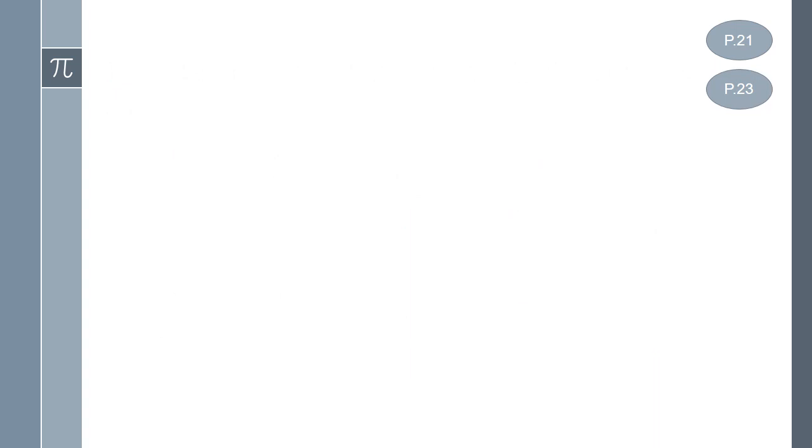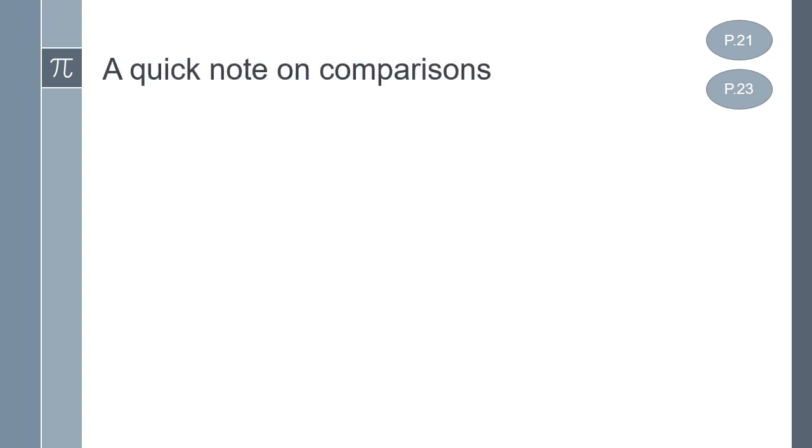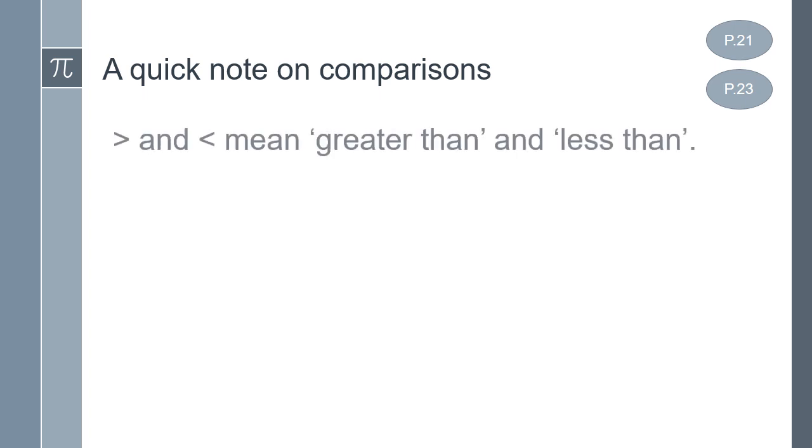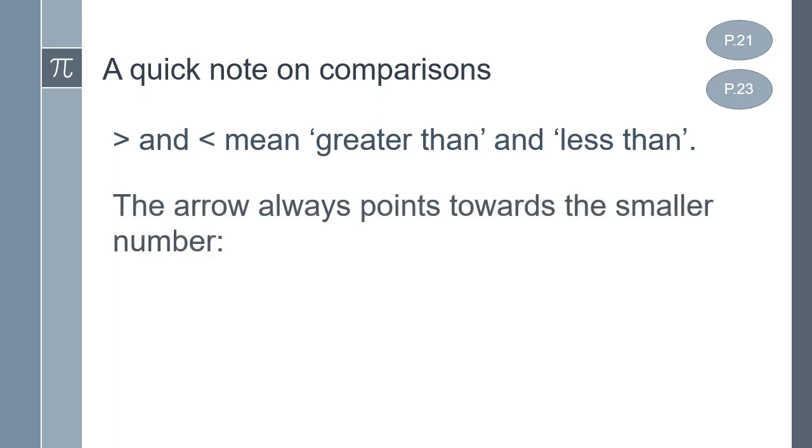So these slides relate to pages 21 and 23 of the booklet, and I'm just going to give you a quick note on comparisons. So an arrow pointing forward and an arrow pointing backwards mean greater than and less than. The arrow always points towards the smaller number.